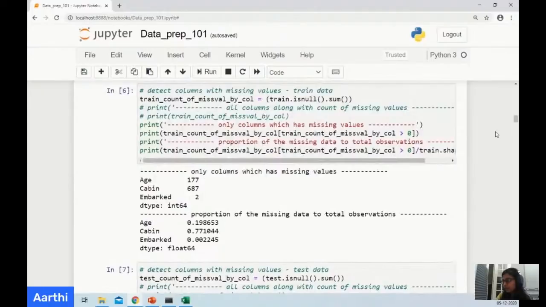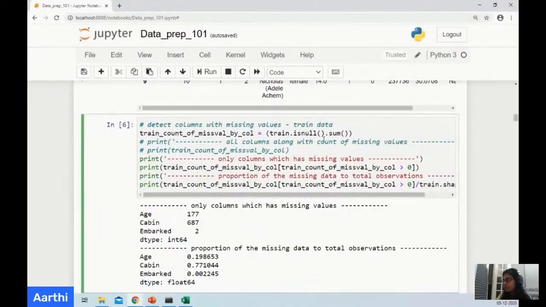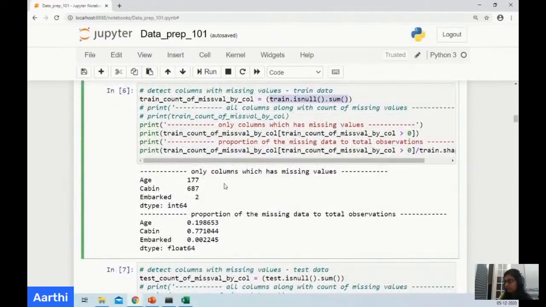Right. So moving on, we want to assess if there are any missing values in our columns. train.isnull will take into consideration all the columns and sum the number of rows where it is null. What we are seeing beneath is that we are printing only the columns that have blanks. Maybe I can show.